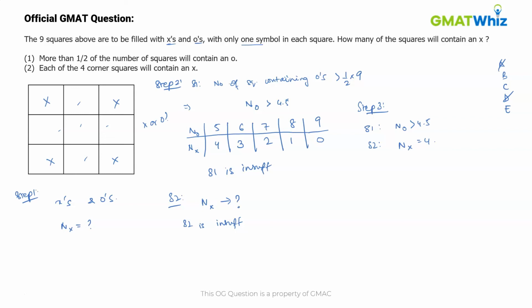Now if you carefully look at this table that we constructed in step 2, you can see that this is the only possible case when the value of nx is equal to 4 and the value of no is equal to 5. So we can conclude after combining these two statements that the number of squares that contains x will be equal to 4. Hence the correct answer is option C.